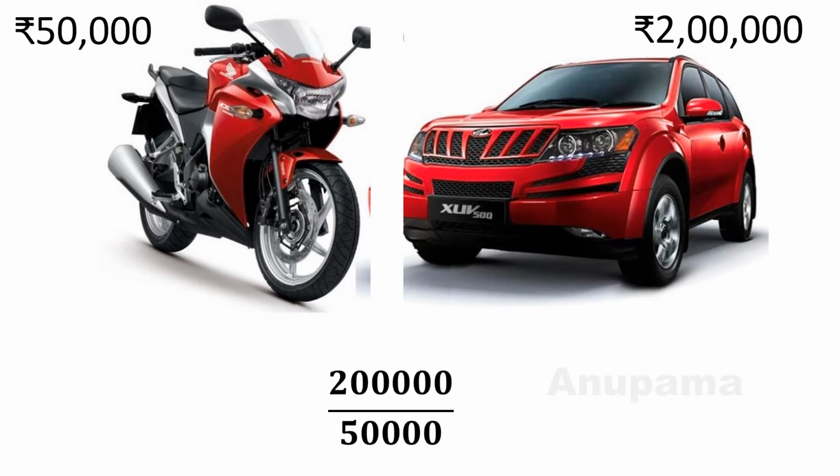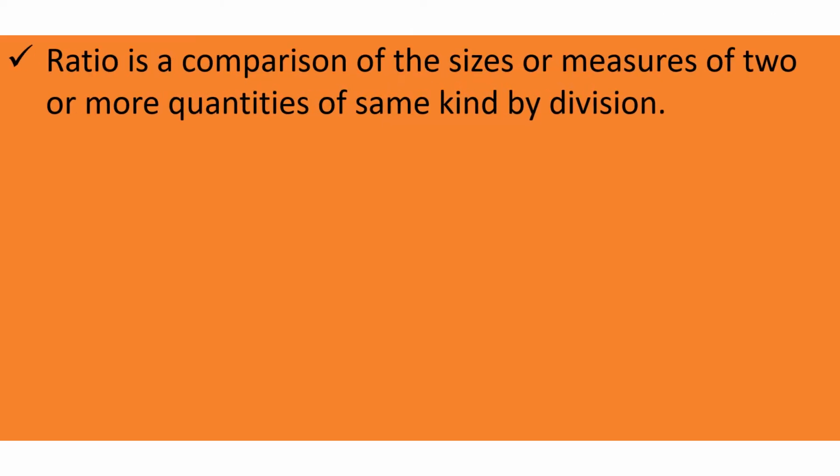Let us compare through division also. Let us divide 2 lakh by 50,000. We get 4. It means we can say the price of the car is 4 times more than the price of the bike. So it is another way to compare. We can say that ratio is a comparison of the sizes or measures of two or more quantities of the same kind by division. Just like we compare the prices of car and bike through division and we get 4. It means the ratio of the price of car and bike is 4:1.